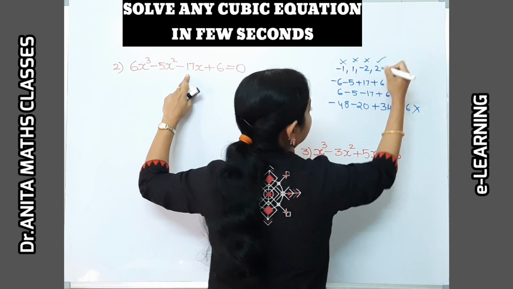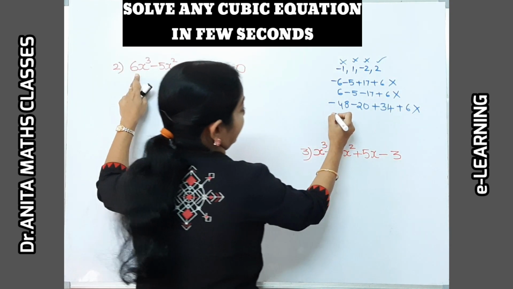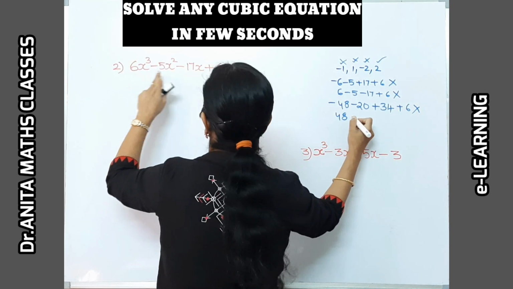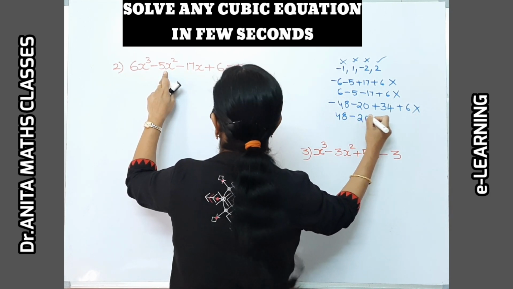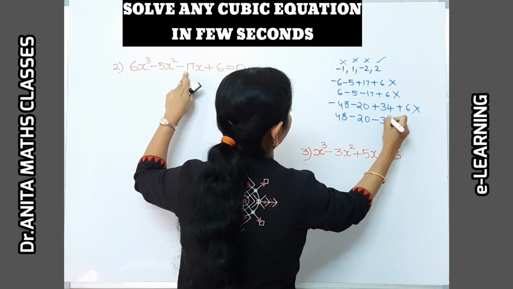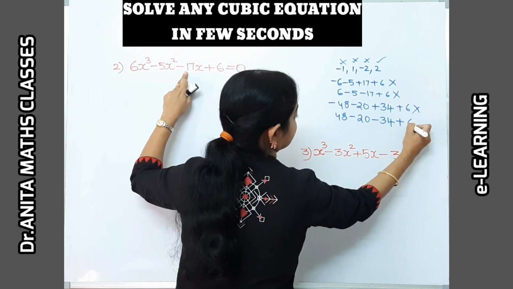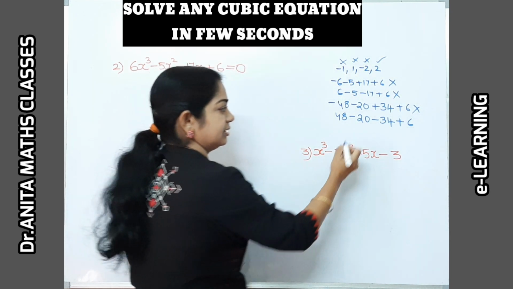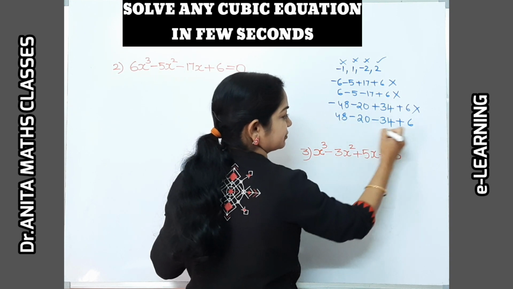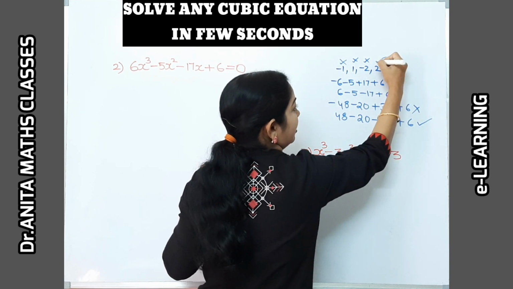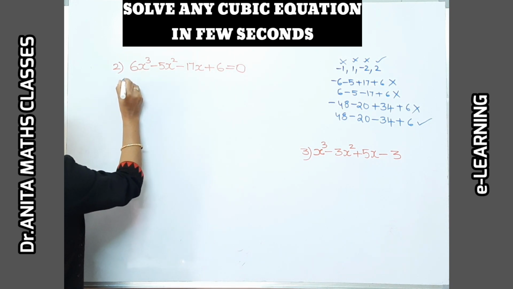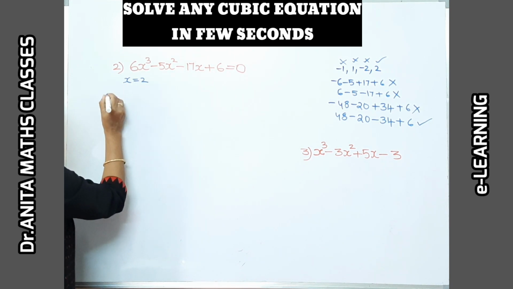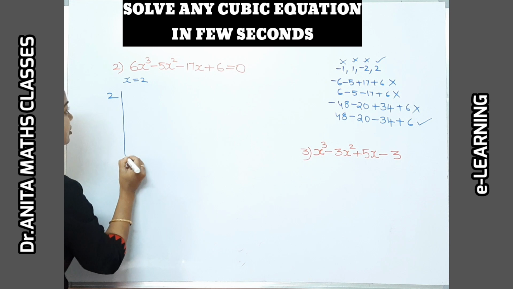So let's see for the 2. 2 cubed is 8, so 48. So minus 20 you get here. So minus 34 you get, plus 6. So this will go, I think, see here, minus 54 and plus 54. So this works out. So plus 2 is the factor. So we will take x is equal to 2. With the 2 we have to start.